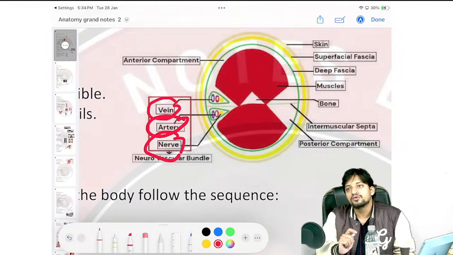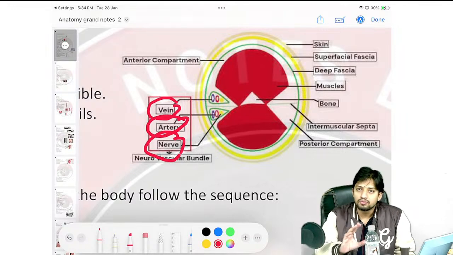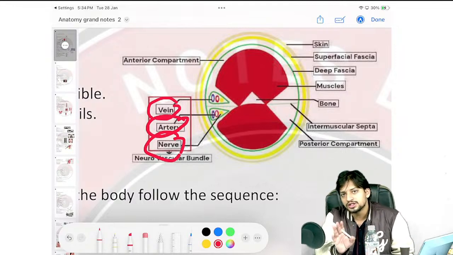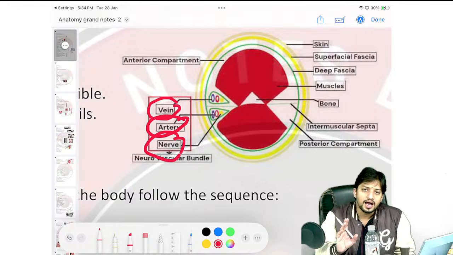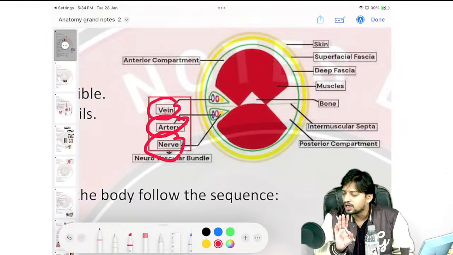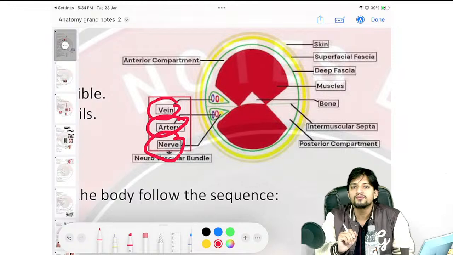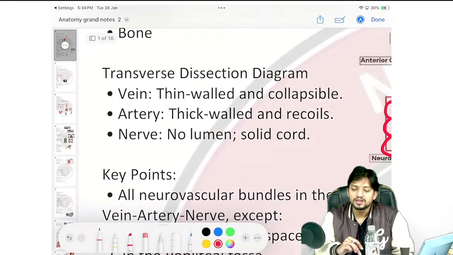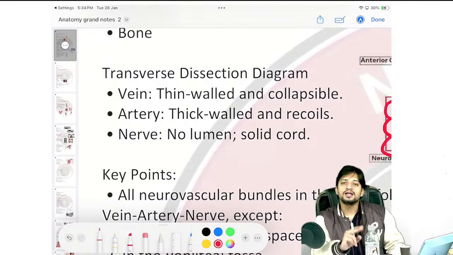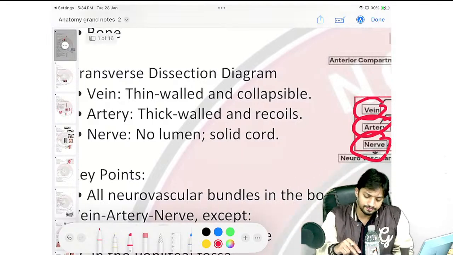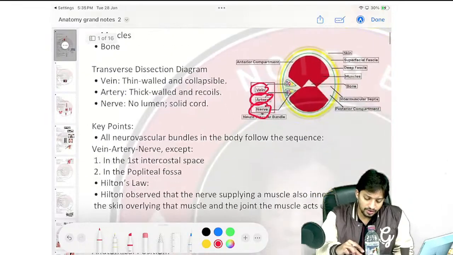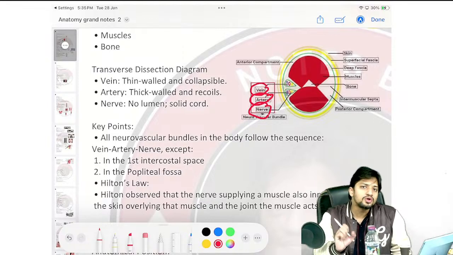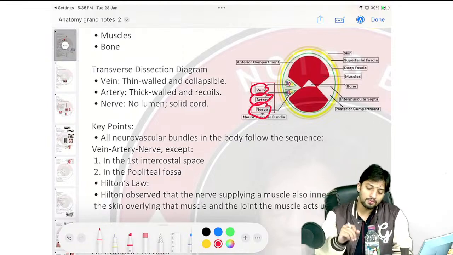Now just have a look generally. One important point I'd like to cover here is that in most of the places wherever you find the neurovascular bundle, it is generally in the sequence of vein, artery and nerve. At some places, to be very specific from an MCQ point of view, there are two places where this sequence will not be followed. The two places are the first intercostal space and the popliteal fossa. So just have a look. These are the places where the sequence of vein, artery and nerve in the neurovascular bundle will not be followed.